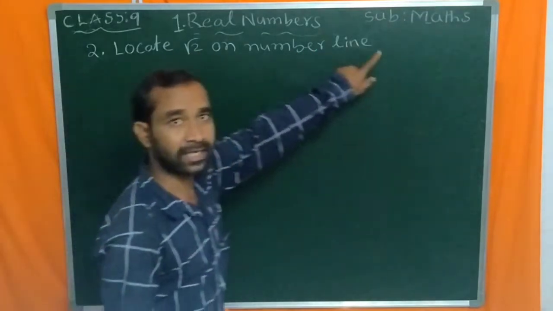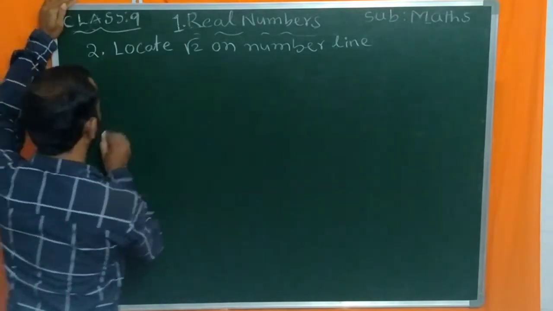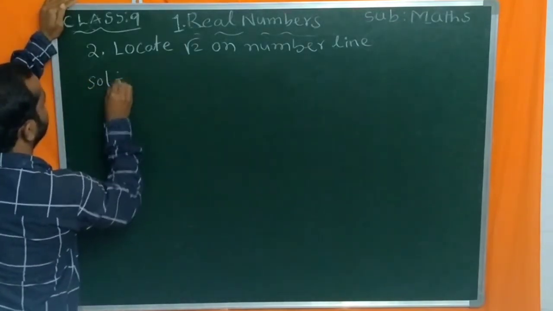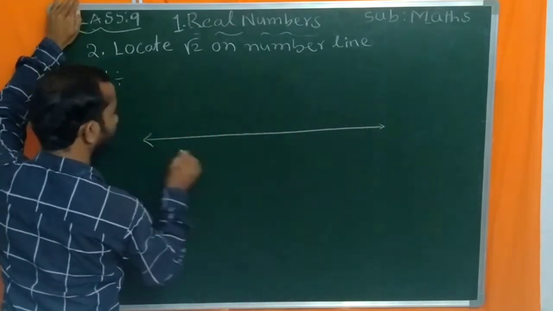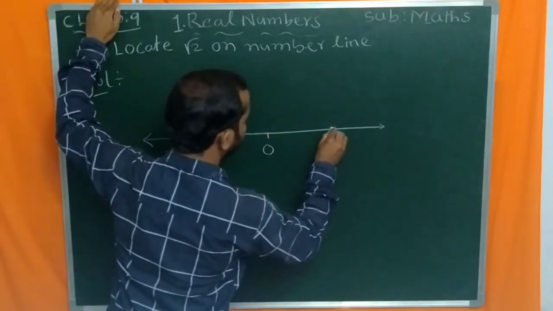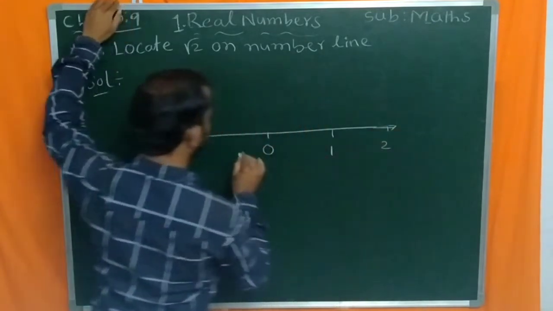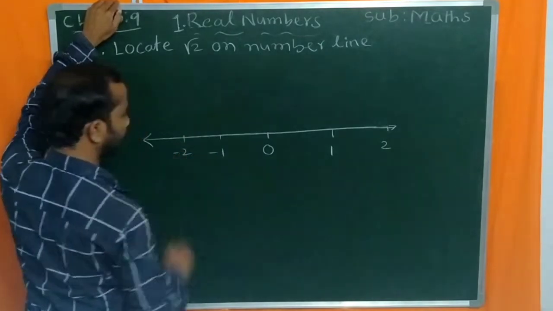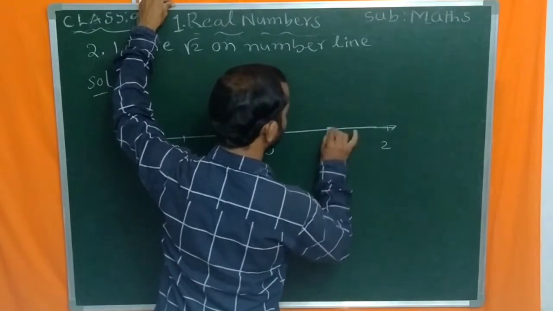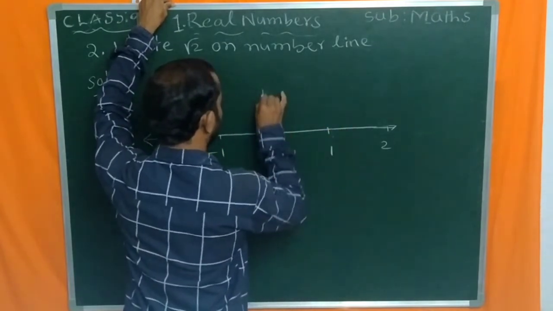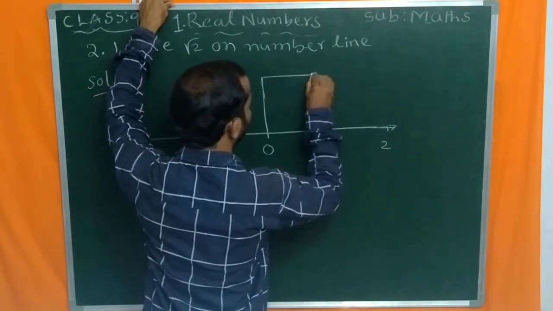Question: locate root 2 on the number line. Here root 2 is an irrational number. Okay, so first of all, draw a number line. Here 0, the right side has positive values and the left side has negative values. On this number line we draw one square. The length of each side we take as 1 unit.